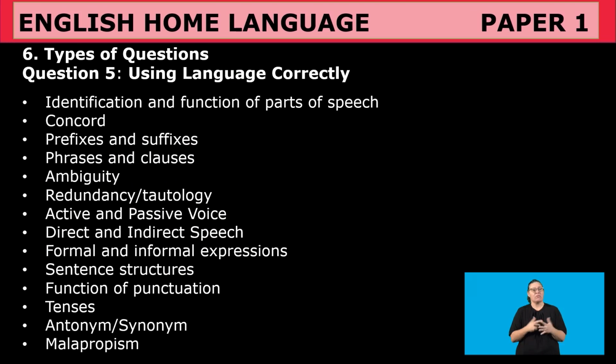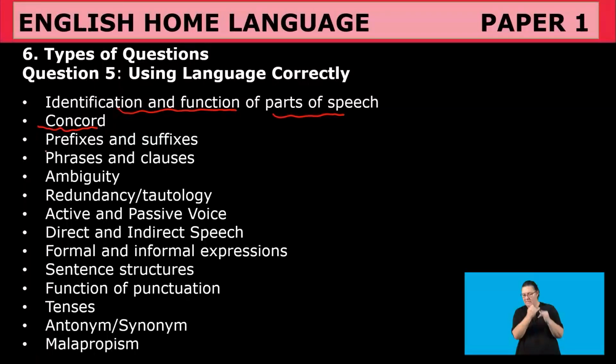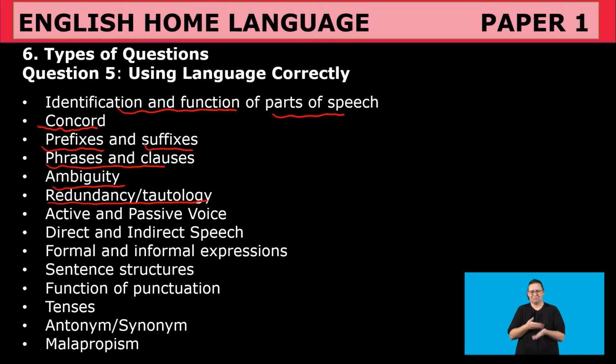Popular types of questions that you can expect in question 5 include the following: the identification and the function of the different parts of speech, so verbs, nouns, adjectives, etc. Concord errors, normally they will ask you to identify or correct a concord error. The use of prefixes and suffixes within the text or to change a word meaning. The use of phrases and clauses. Ambiguity, of course, something with a double meaning. Then redundancy or tautology, that is the overuse of something, saying something twice, like reversing backwards, where there will be in the text and you have to remove that.